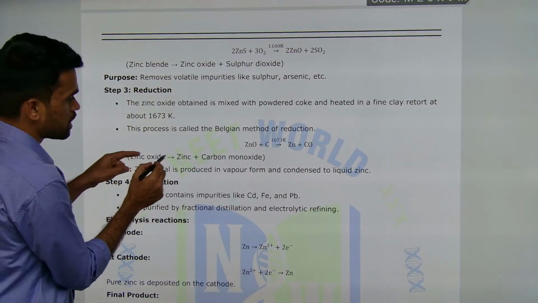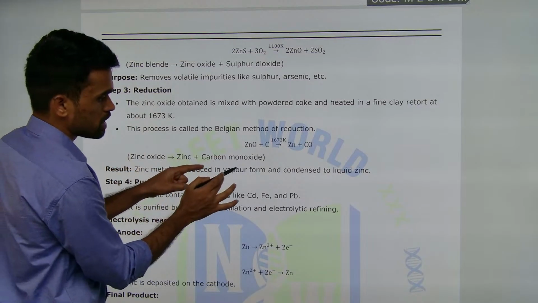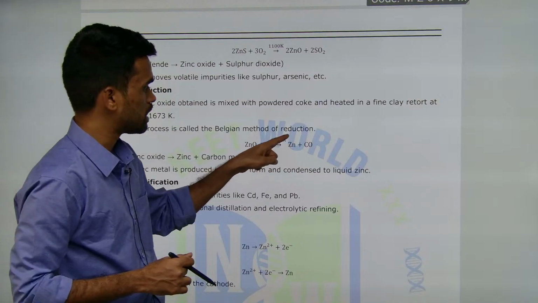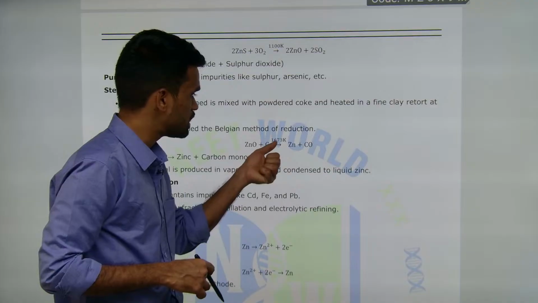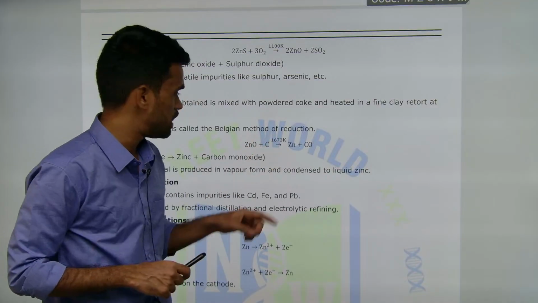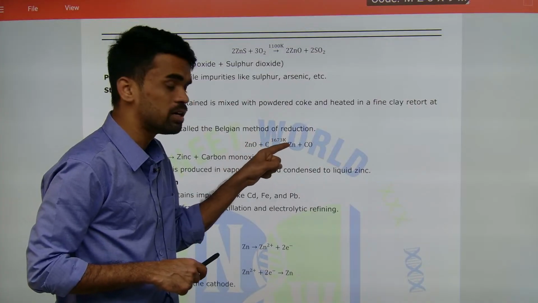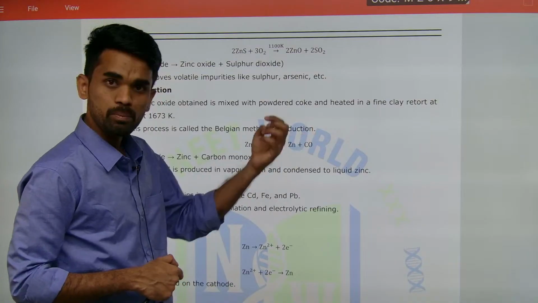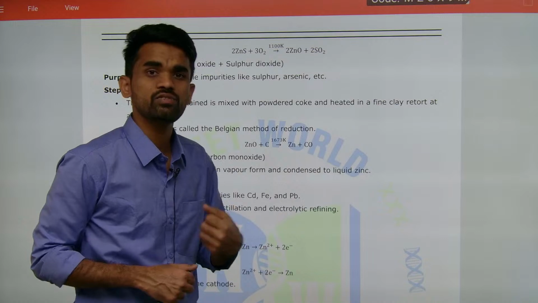Zinc oxide converting into zinc plus carbon monoxide. So the result: zinc metal is produced in vapor form and condensed to the liquid. Whatever zinc we are getting here will be in vapor form. So it means what? We are heating at 1673 Kelvin, right? So this is a very high temperature. It means whatever zinc is formed here will be in the vapor state. So upon condensation, upon cooling down, it will convert into liquid. Then after that it will be solidified.